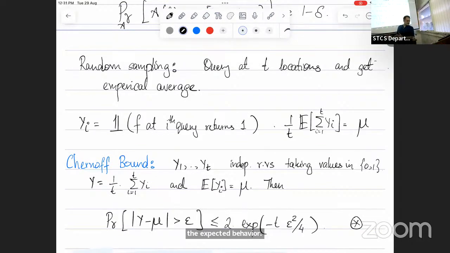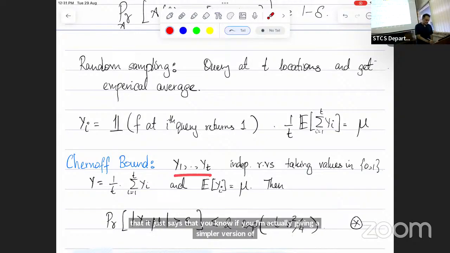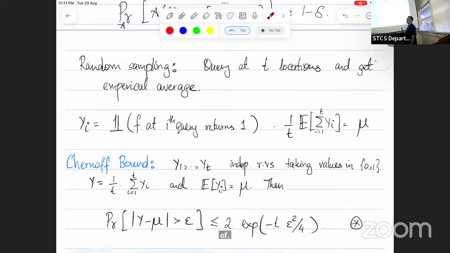And this is exactly what the Chernoff bound is, right? I'm actually giving a simpler version of the Chernoff bound, which is perhaps easiest to prove. Suppose you have y1 through yt that happen to be independent random variables that take either value 0 or 1, so they are Bernoulli random variables. And I'm also told that every yi has the same expectation, which is mu, so they are identically distributed. Okay. And this is your empirical average.